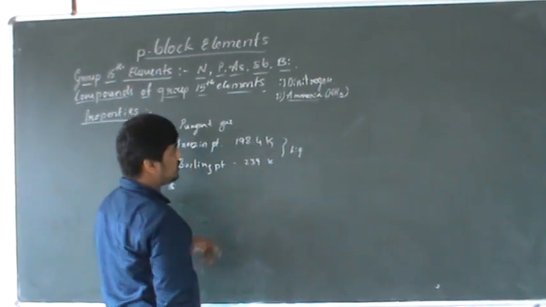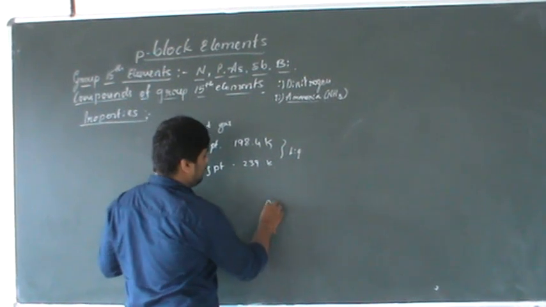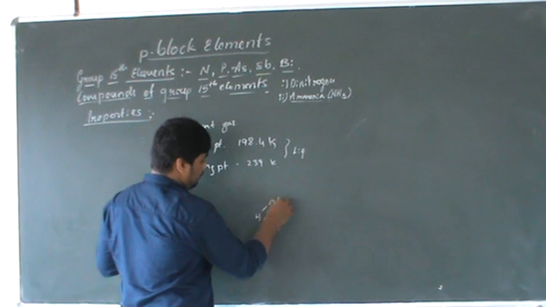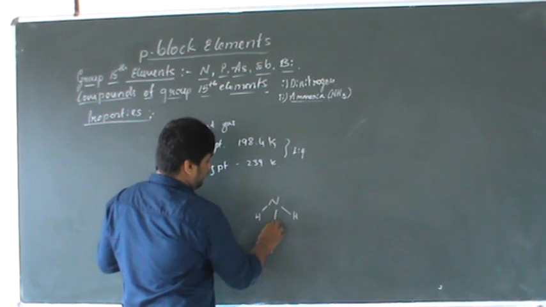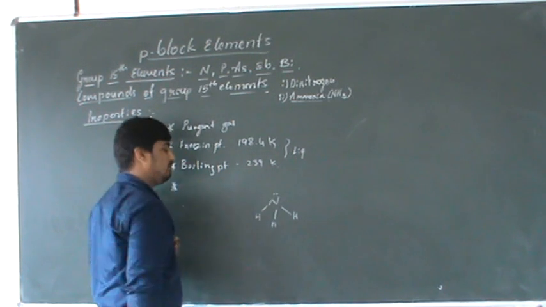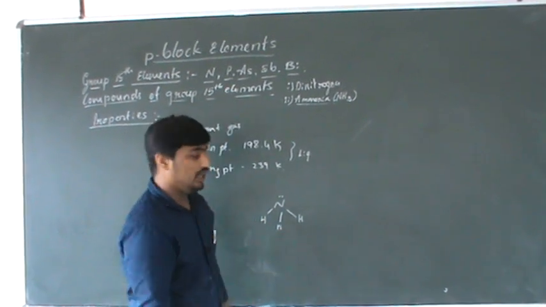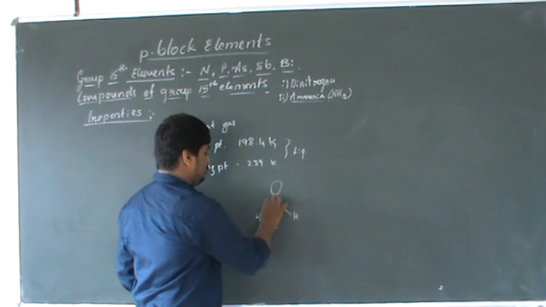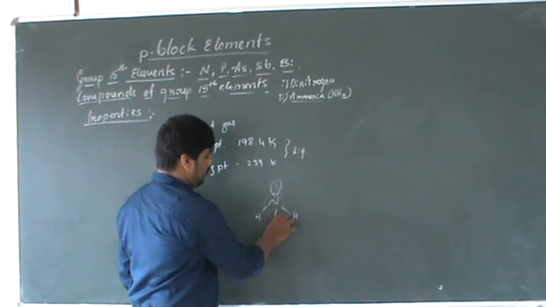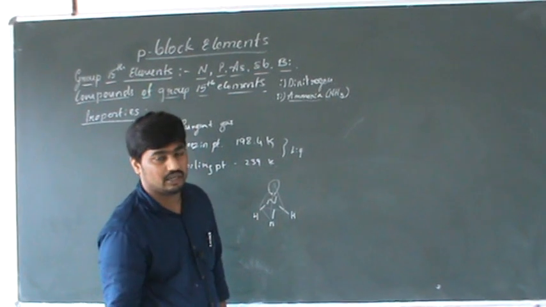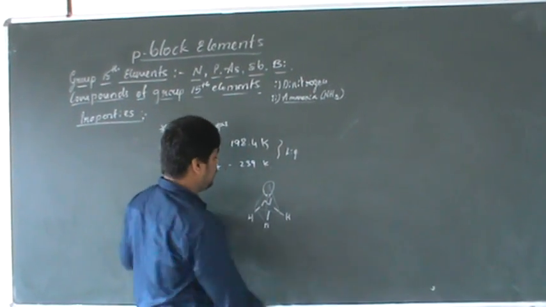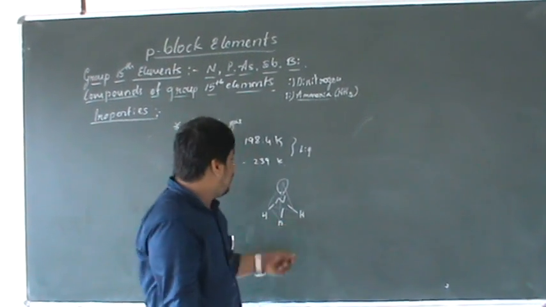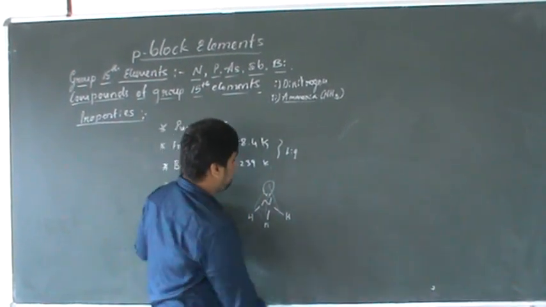Structure. Okay, what is the structure of ammonia? You are well known about the structure of ammonia. A nitrogen atom is present at the center and contains one lone pair of electrons and 3 bond pairs of electrons, and the geometry is tetrahedral, and the shape is trigonal pyramidal.